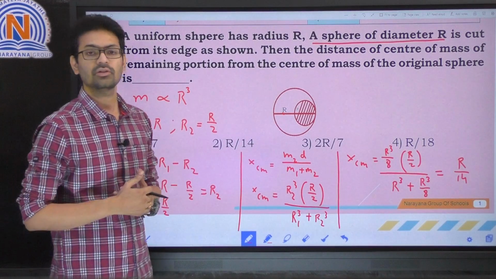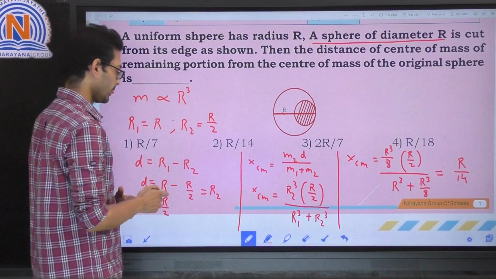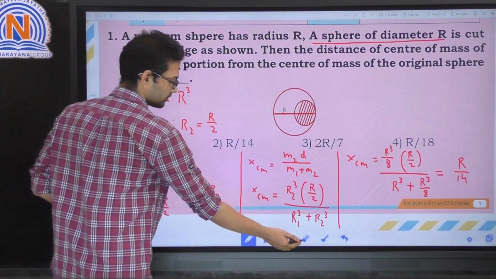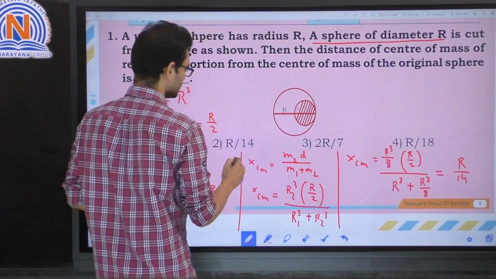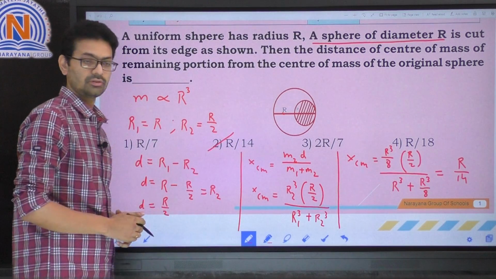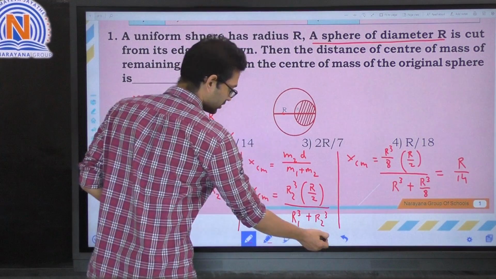Let us go with the second question. Hope this is helpful. Which option is it? It is option number 2. Sorry, I forgot to say. R by 14, option number 2. Let us go with the next question.